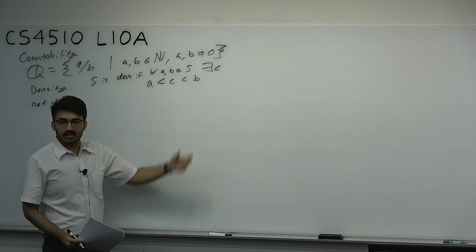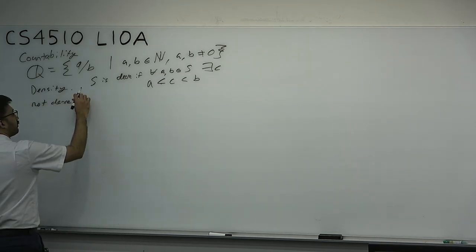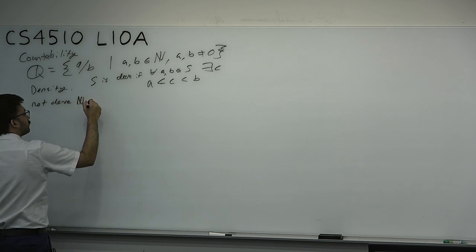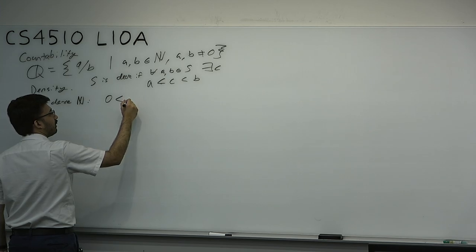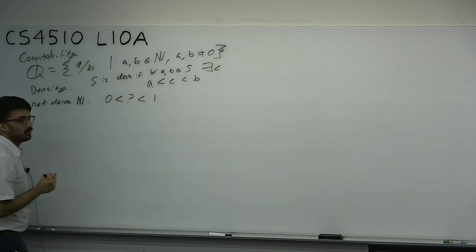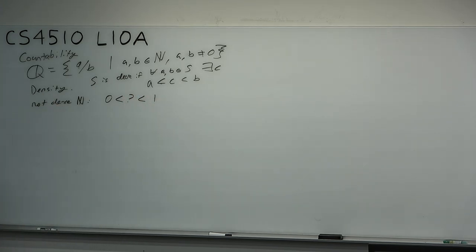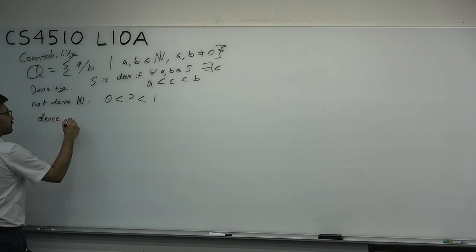The integers are not dense, right? Excuse me, the naturals, integers too. They're not dense, because there does not exist something between 0 and 1. There is no natural between 0 and 1. But the rationals are dense.